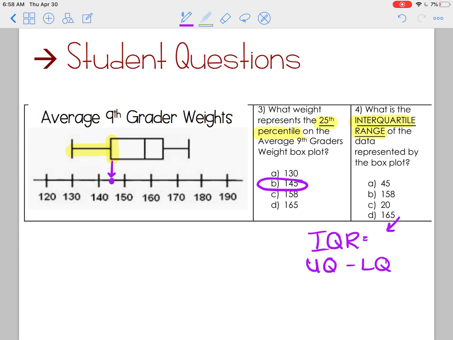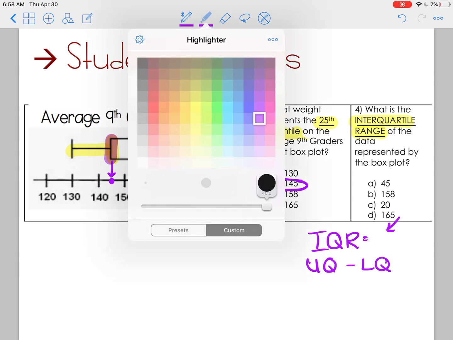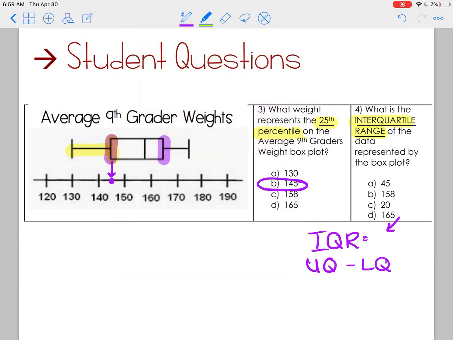On our box plot, the upper quartile is the line to the right on the box, and our lower quartile is the line to the left on the box. So if we look, our upper quartile would be about right here in the middle of 160 and 170. And then our lower quartile would be in the middle of 145 and 150.